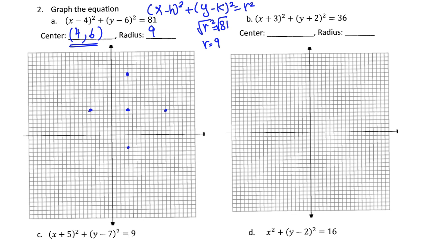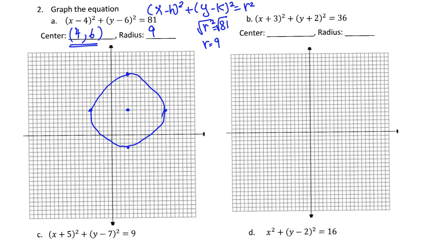After you plot the 4 points, you went from the center 9 to the right, 9 to the left, 9 up, and now 9 down. Now you just can sketch your circle. Try to do your best to sketch the circle. My circle will not be the best circle ever, but I tried.